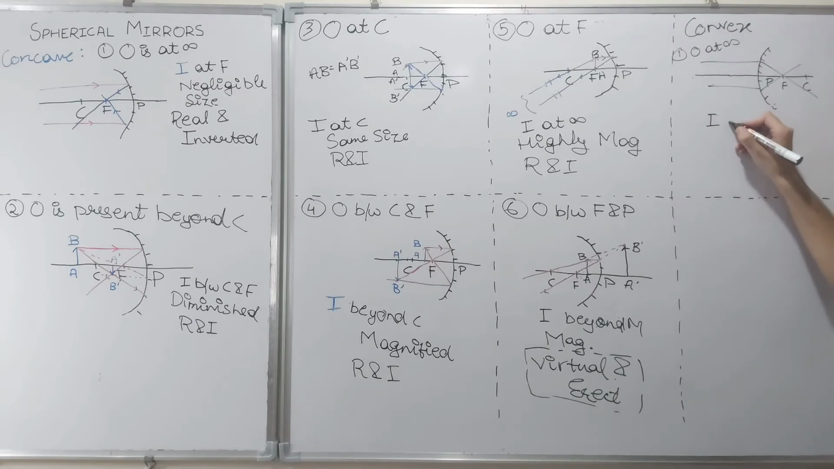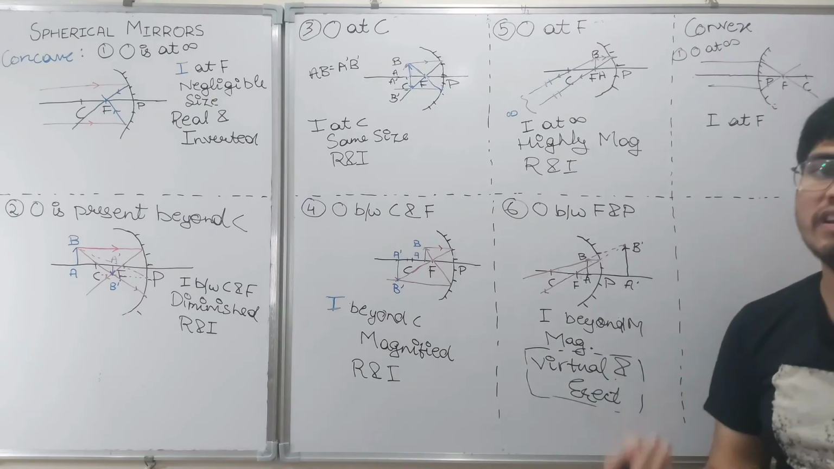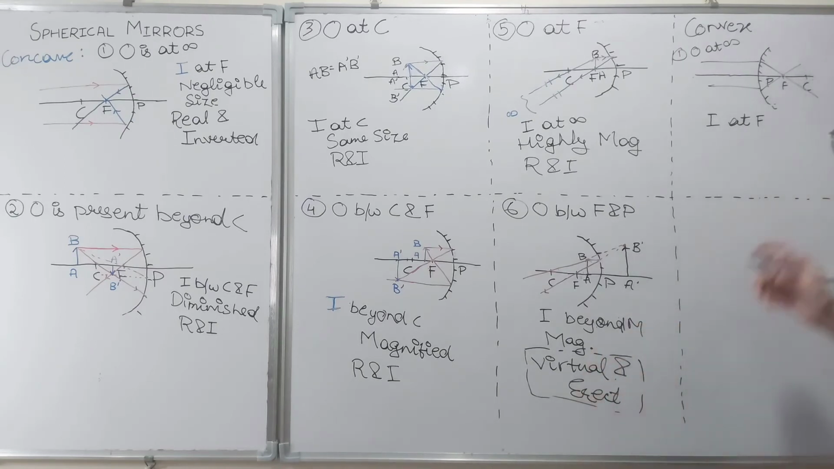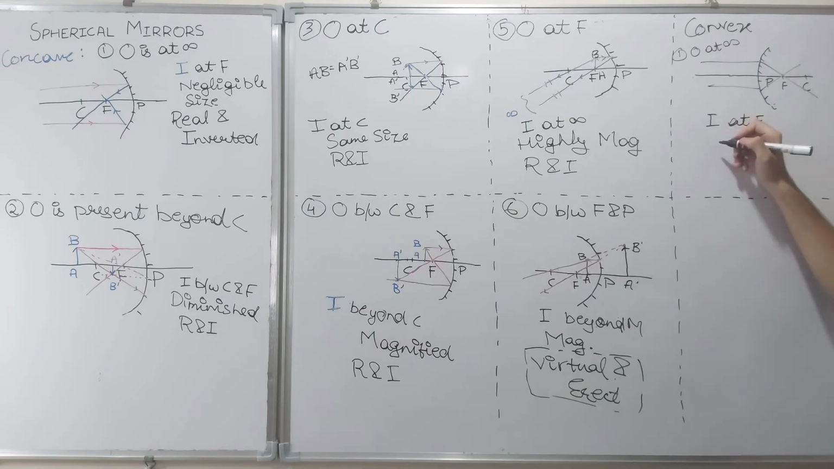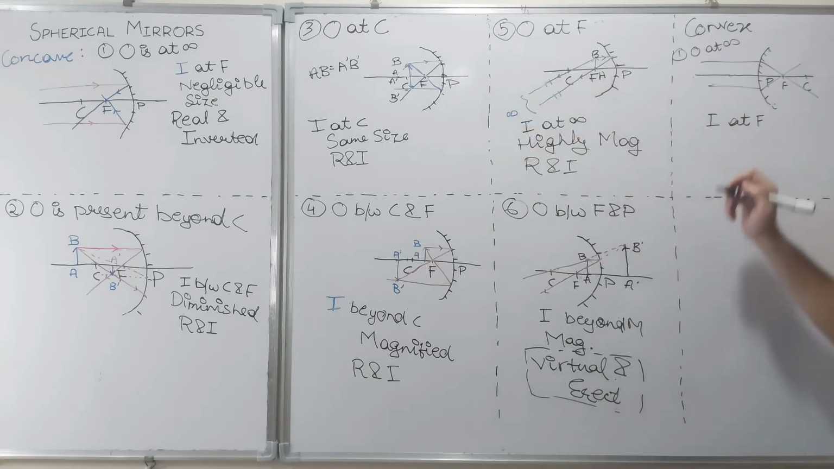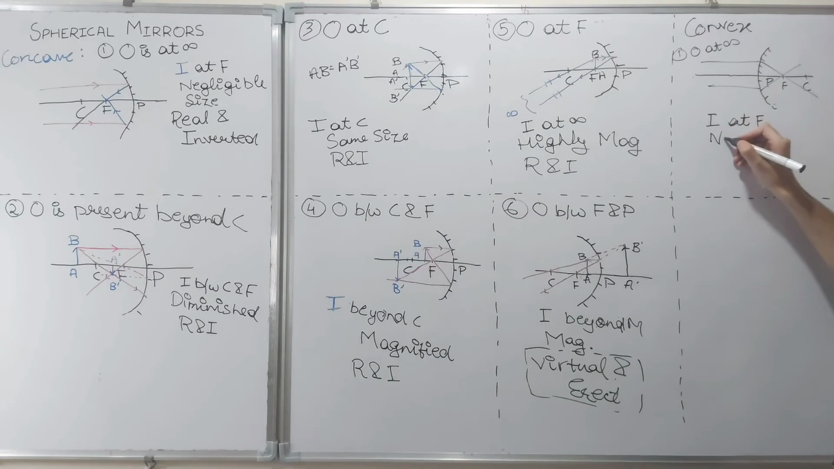Image formed at focus. Okay, image is being formed at focus. First case, the image is magnified, diminished. What is the possibility? Image is what can we say? Yes, of negligible size. So the image formed is of negligible size. Clear? I think that this point might be clear to you.